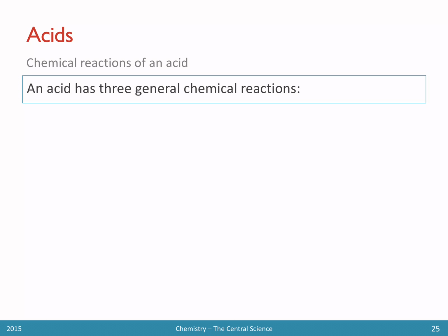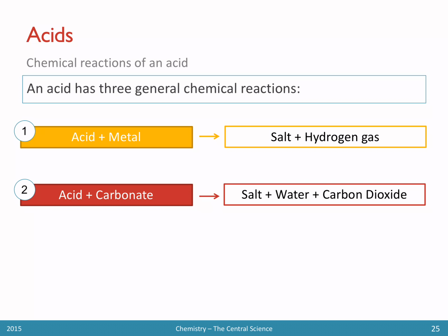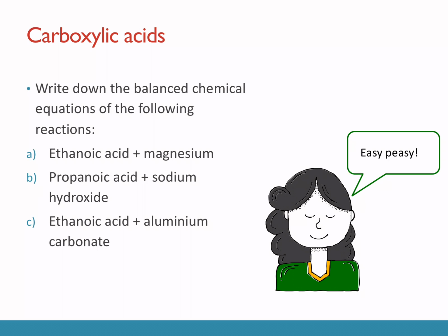Okay, so there are three general chemical reactions of an acid: acid plus metal gives salt and hydrogen gas; acid plus carbonate gives salt, water, and carbon dioxide; acid plus base gives salt and water. Okay, try and write these equations on your own. Maybe to help you, I'll get you started on the first one. Ethanoic acid, you must know, is CH3COOH, plus magnesium. This will give us magnesium ethanoate. So how do I write the formula?